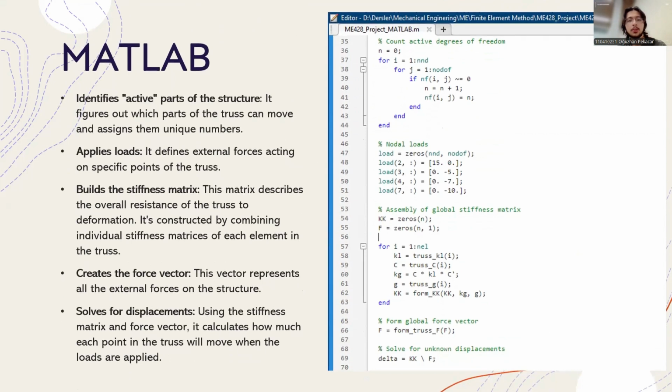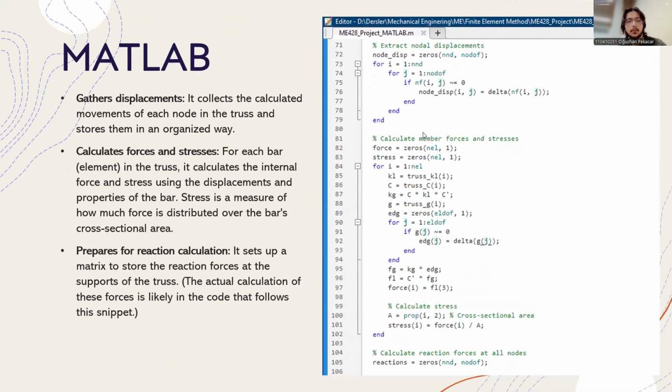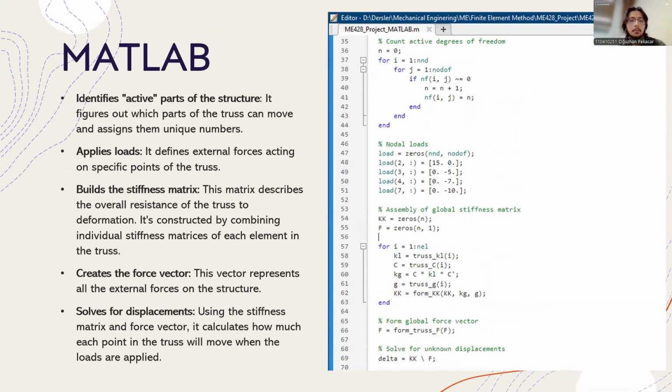Here is a breakdown of this part of the MATLAB code. In defining active parts, the code first identifies which parts of the truss are free to move and assigns them special numbers. Applied loads: it defines an external force applied to specific points on the truss. Building the stiffness matrix, the code creates a mathematical representation of the entire truss's resistance to deformation by combining the stiffness of each individual bar.